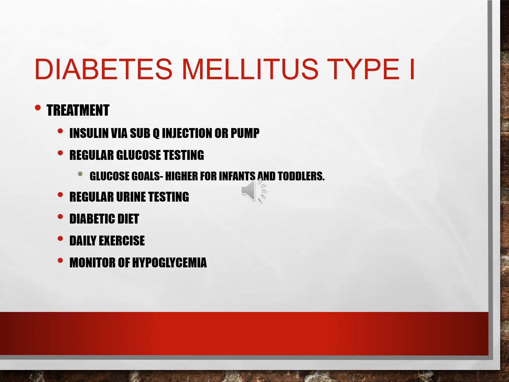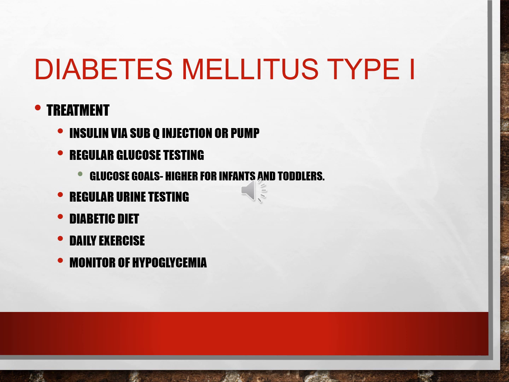So treatment for diabetes mellitus type 1, you've got the insulin with the sub-Q injection or pump, because you guys remember, you can't use oral hypoglycemics with this. Regular glucose testing and glucose goals are going to be higher for infants and toddlers. You also have regular urine testing, so that's every 3 hours when they're sick. They're going to be on a diabetic diet, daily exercise, and monitoring of that hypoglycemia.